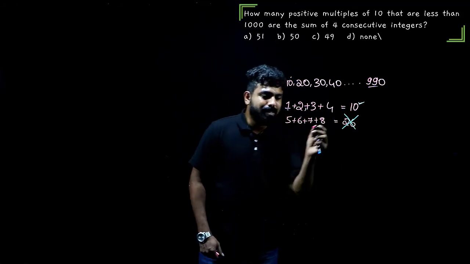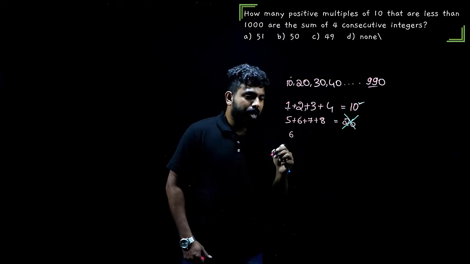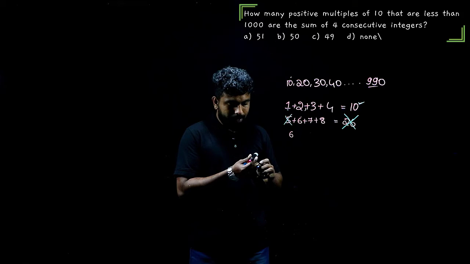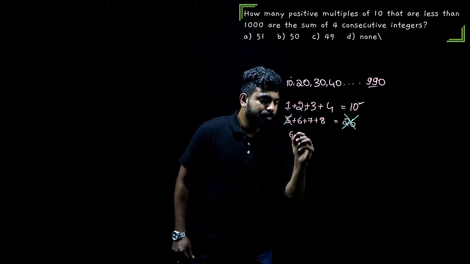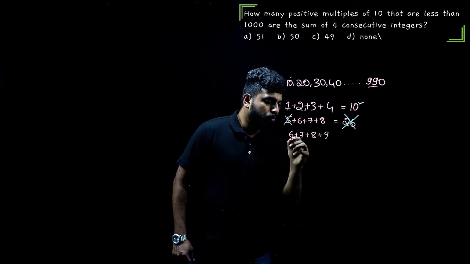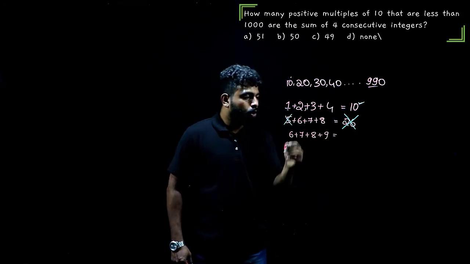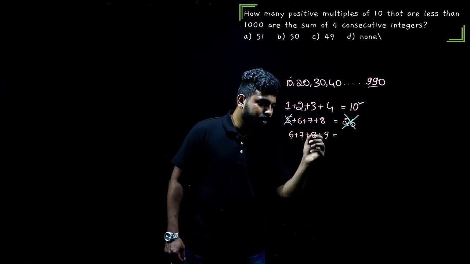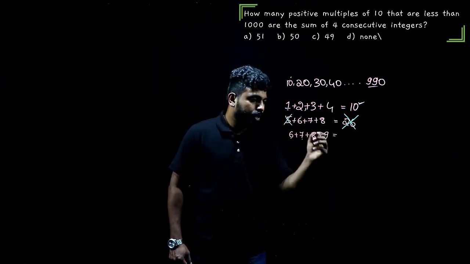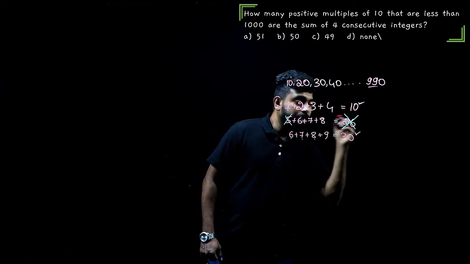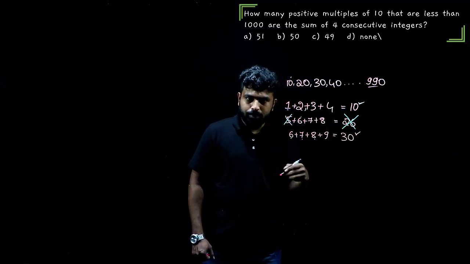Next 4 terms, I'll be starting with 6. I've eliminated 5 here and I'm starting with 6. What's happening here? 6 plus 7 plus 8 plus 9. There are 4 consecutive integers. What will be the sum of these? The sum of these will be 6 plus 7 is 13, 13 plus 8 is 21, 21 plus 9 is 30. Yes, 30 is a multiple of 10. So I've got my next term here.